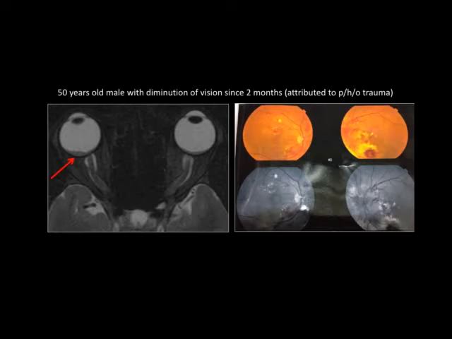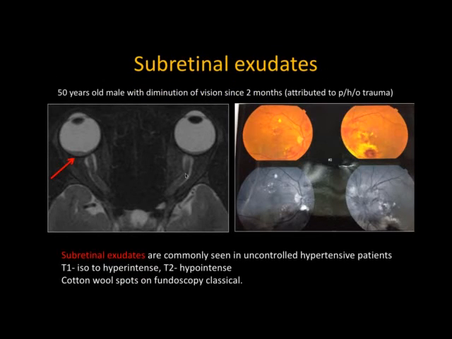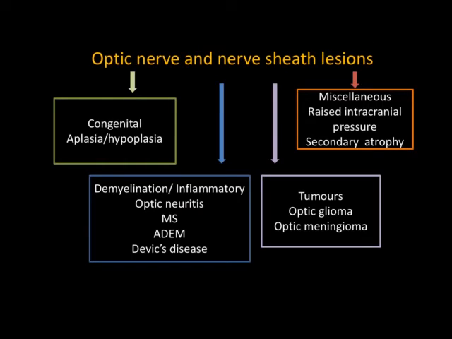Axial T2 weighted images with bilateral fluid levels. So what is it? Subretinal hemorrhage, basically subretinal exudates. This is commonly seen in hypertensive males coming with diminution of vision. On fundoscopy they would have cotton wool spots. This occurs in uncontrolled hypertensive patients, and it is bilateral.